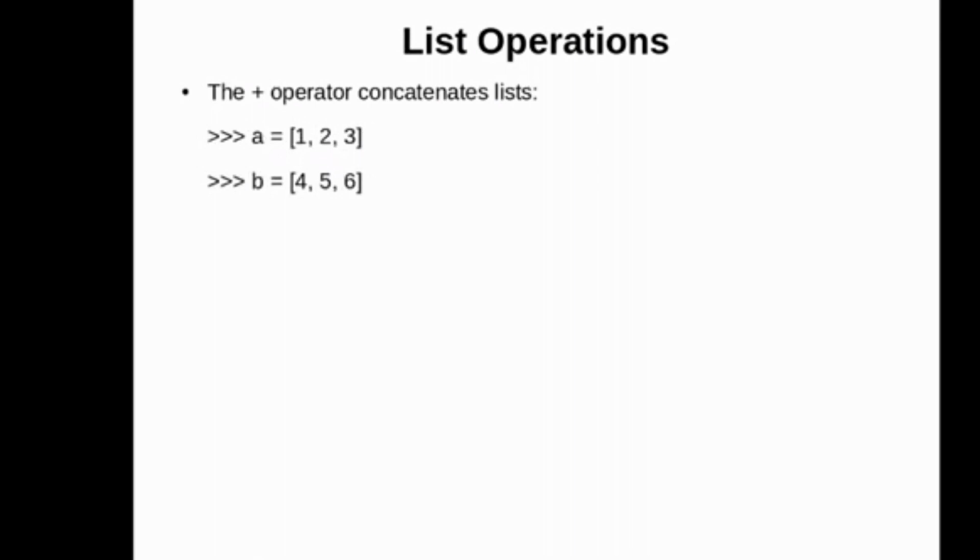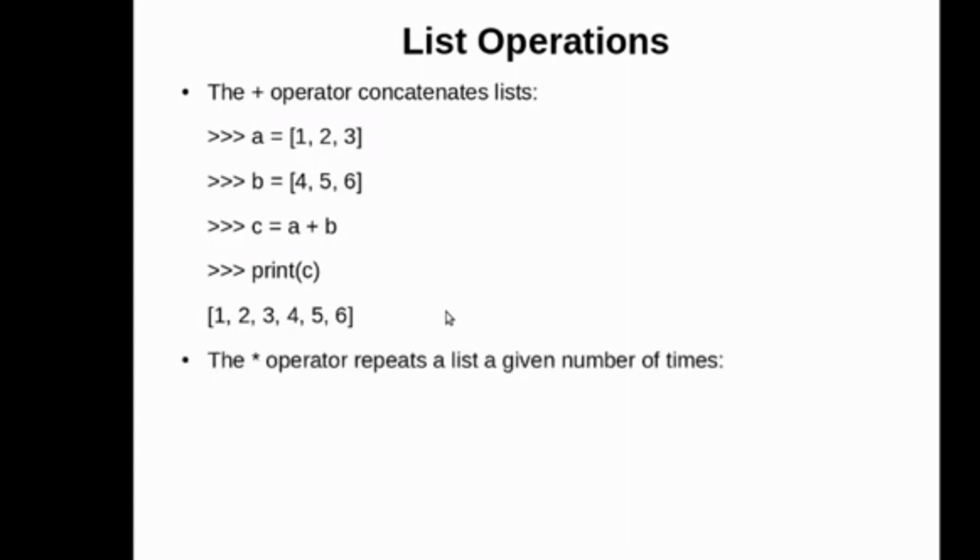Now we'll see some of the operations that can be performed on a list. The plus operator concatenates two lists. If A is equal to 1, 2, 3 and B is equal to 4, 5, 6, A plus B is going to concatenate both the lists. It is going to give 1, 2, 3, 4, 5, 6. This is a concatenation operation on a list.